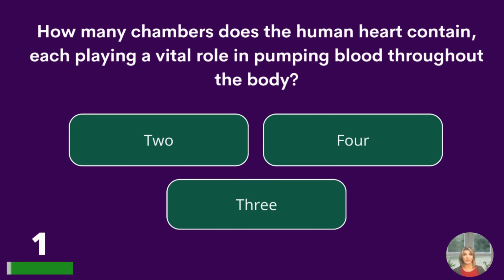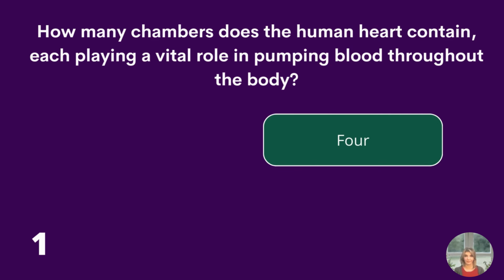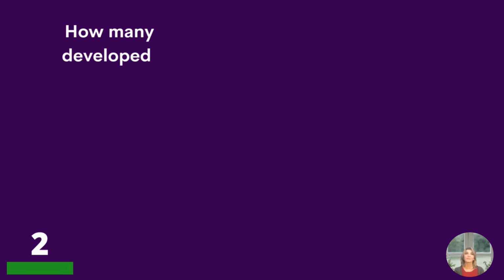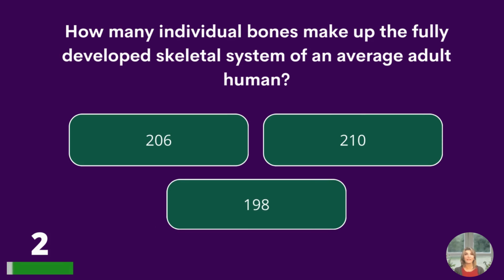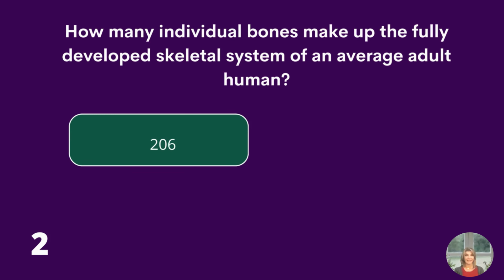How many chambers does the human heart contain, each playing a vital role in pumping blood throughout the body? Four. How many individual bones make up the fully developed skeletal system of an average adult human? 206.